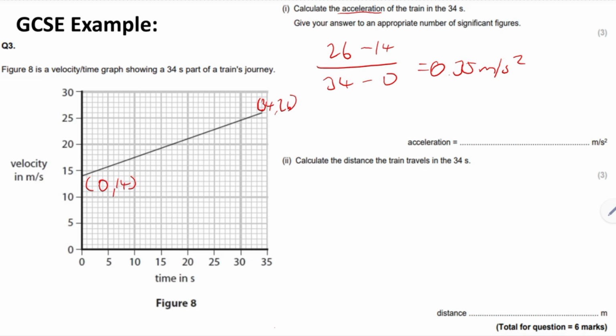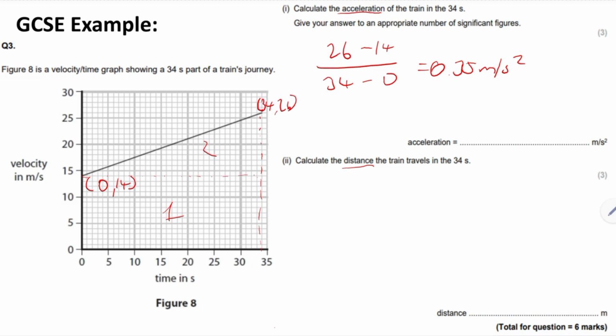So now we need to do part II. And it says calculate the distance the train travels in the 34 seconds. And as it says distance and we're given a velocity time graph, we need to find the area under the graph. So we need to find the area of the whole thing. As it's in this shape, we can either divide the shape into two parts. So this is part 1 and this is part 2. Or we could just find the area of a trapezium. But whichever is easier for you. I would recommend doing it in two shapes, as it will be easier for you.